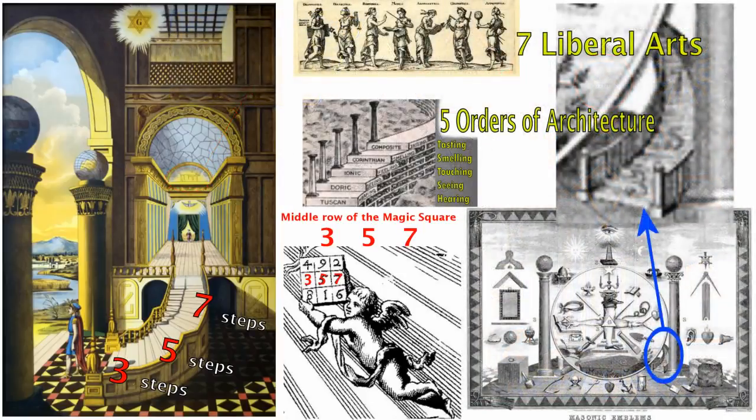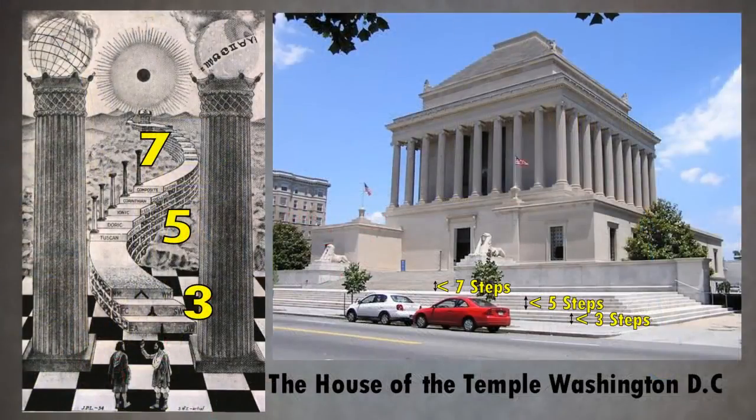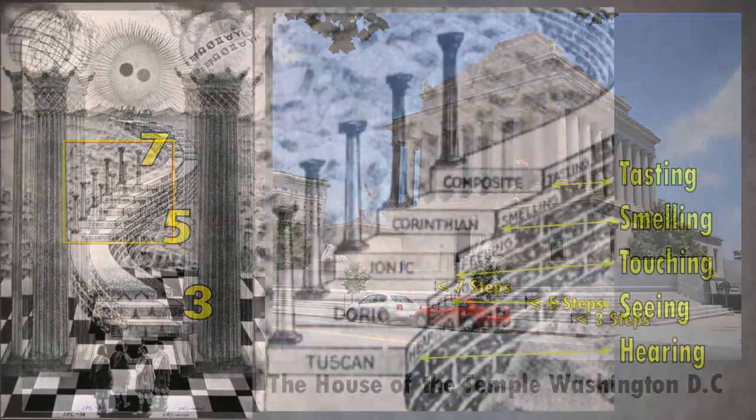So if we examine the 357 connection from the magic square from that proto-tracing board and the tracing board here on the left, 3, 5 and 7 steps. The House of the Temple in Washington, headquarters of Scottish Rite Freemasonry, 33 columns, each 33 feet high, sphinxes, one ABC of all the symbols and all the important elements. It has 3, 5 and 7 steps.